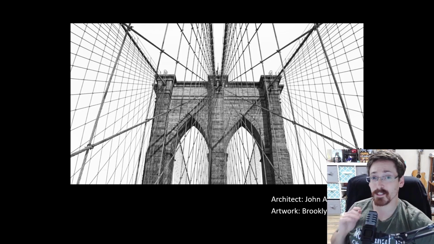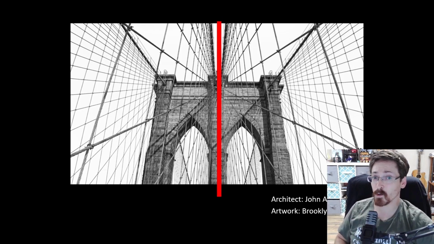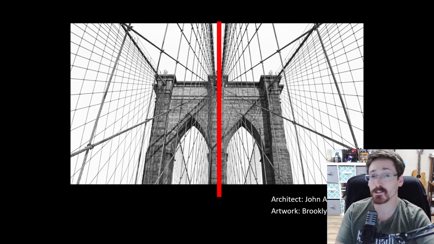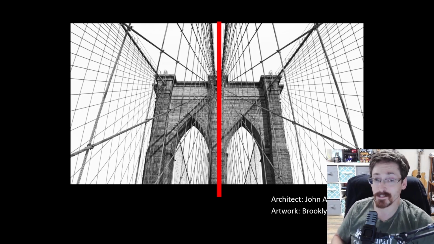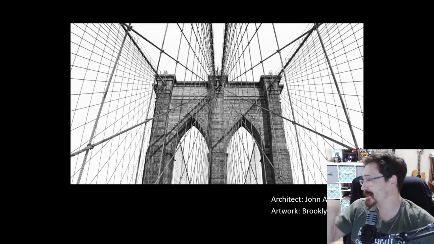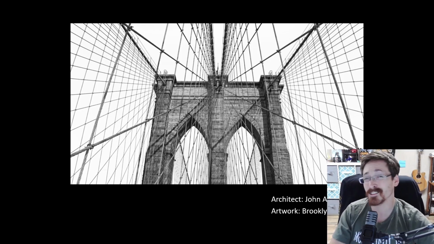Symmetrical balance means that if you draw a line down the center of an artwork, it is identical on the left-hand side and the right, or at least close enough to identical, because there's always going to be that one person that says, oh no, the bridge right there has a bird on one side and not the other. It doesn't matter. It's symmetrical.